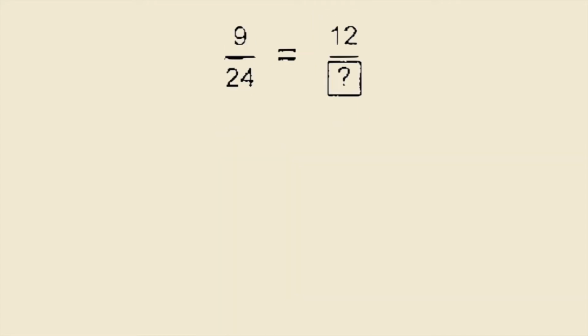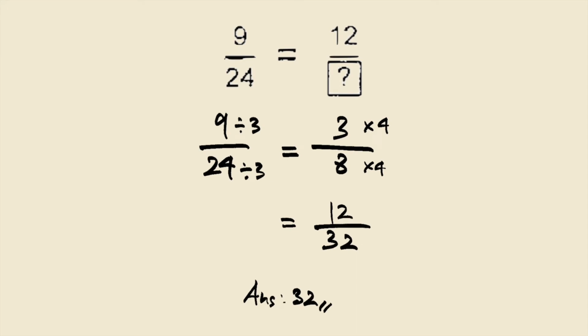Okay, so 9 over 24, well, again, equal sign, but our 9 is not equal to 12. So let's turn 9 into 12 somehow. We're going to divide by 3 first. So 9 divided by 3 is 3, 24 divided by 3 is 8. Can 3 turn into 12? Absolutely. Just times 4 on both sides. You get 12 over 32. So the missing number is 32.